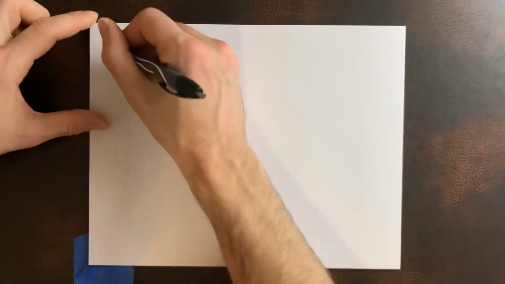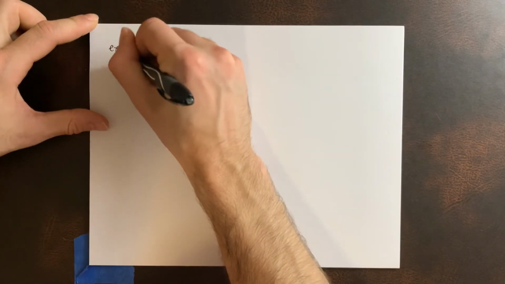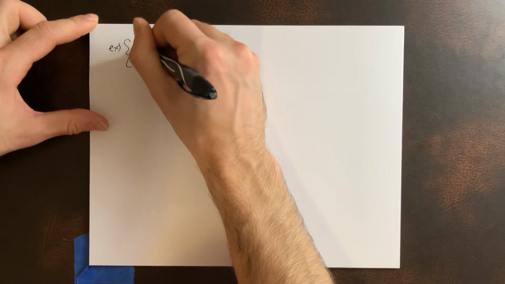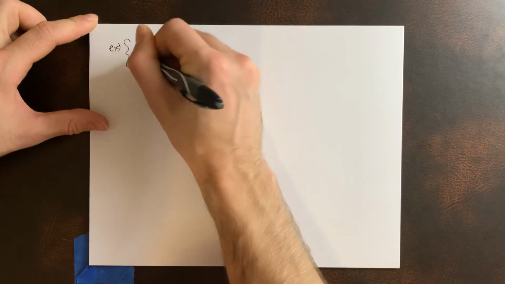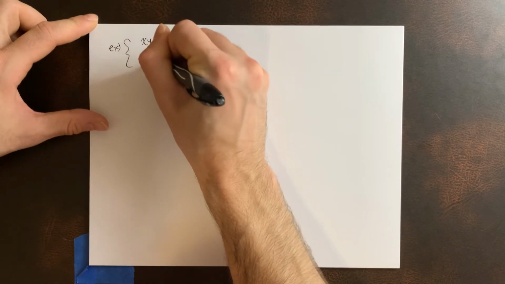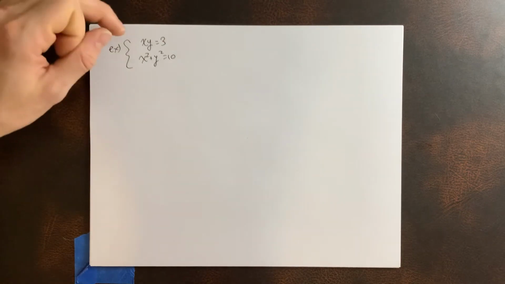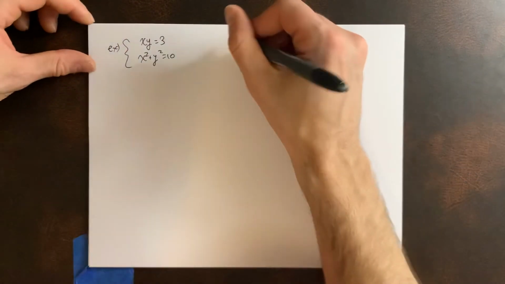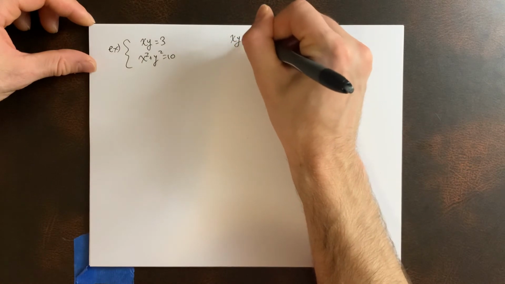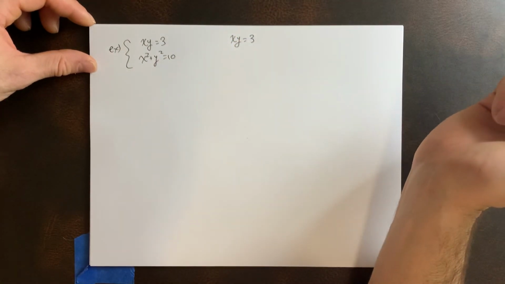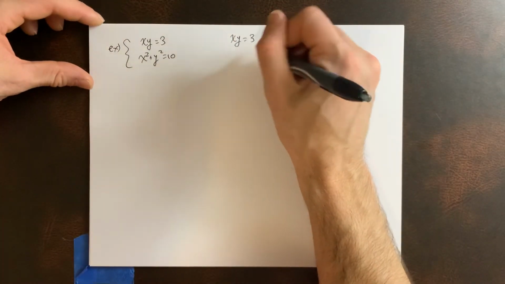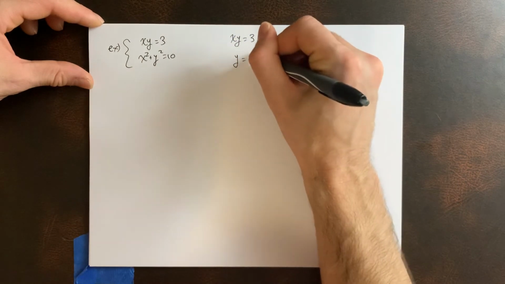So the last example from this section, xy is equal to 3, y squared is equal to 10. So for this problem, what we're going to do is take our top equation, xy equals 3, and just choose a variable to solve for. Let's solve for y again. Just divide the x over. y is equal to 3 over x.